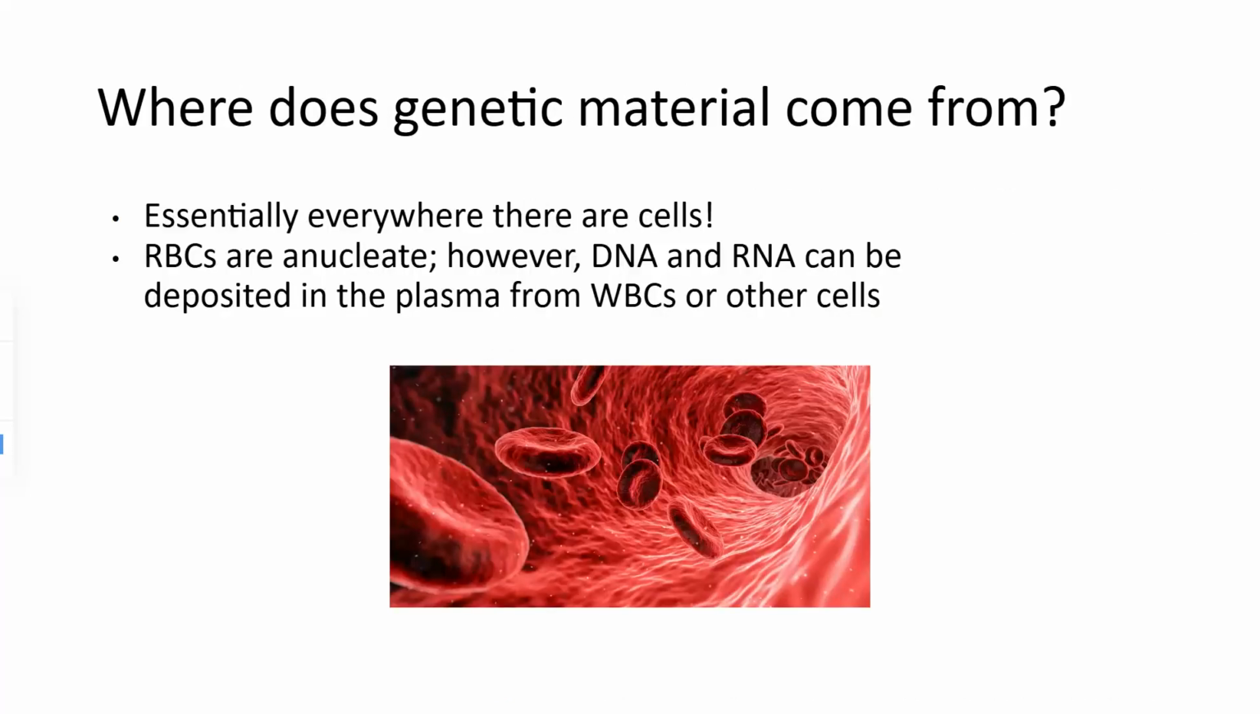Where does genetic material come from? Essentially, everywhere there are cells. So every type of cell, every fluid. There are a few cells that don't have nuclei. So red blood cells are anucleate, which means they don't have a nucleus. So there's not a lot of DNA inside of red blood cells. However, DNA and RNA can be deposited in the plasma from white blood cells or other cells. So DNA is still in the blood, even though the big majority of the cells in the blood don't have any DNA.